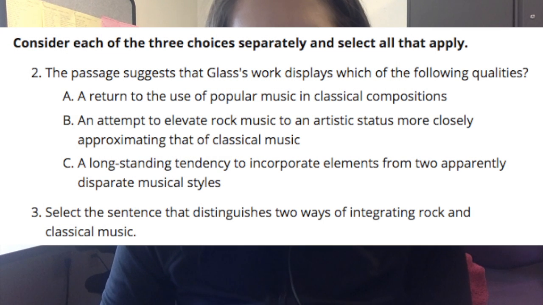Next, we have reading comprehension questions, where basically it's almost something like you did in grade school, where you read a passage and then answer questions about that passage. The questions can consist of multiple choice, but it can also consist of you considering 3 separate choices and selecting one that applies to the passage. And it also consists of selecting a sentence from a given passage that answers the question provided. So in this example, select the sentence that distinguishes 2 ways of integrating rock and classical music within the passage.